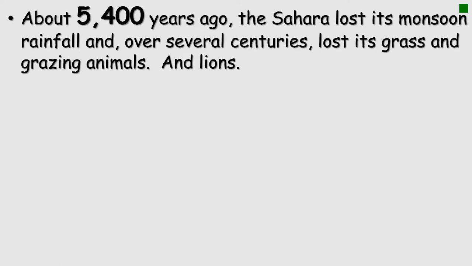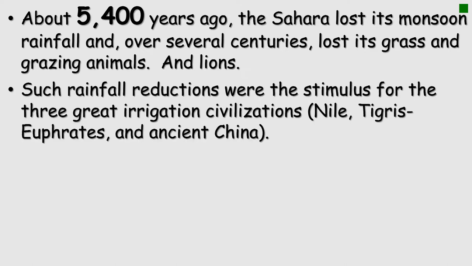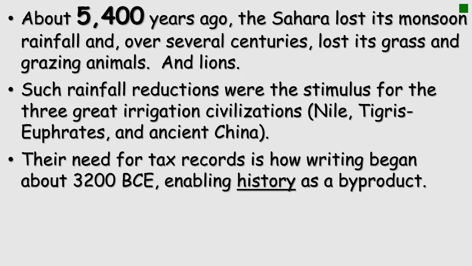By 5,400 years ago, the Sahara was losing its monsoon rainfall in the summers. And so the Sahara couldn't even support grass anymore. Therefore, no grazing animals, no lions, and no humans. Such rainfall reductions were not limited to the Sahara margin. You saw it all the way across the Tigris-Euphrates Valley in Iraq and in the northern part of ancient China.